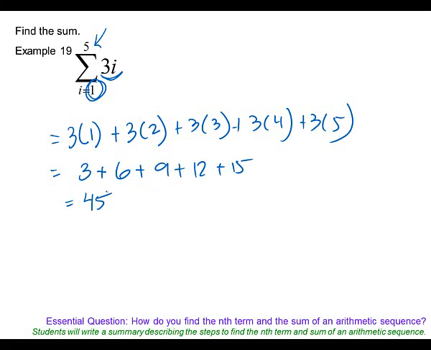45. Could we have done what they told us to do, factored out a 3 and added 1 plus 2 plus 3 plus 4 plus 5? Would that have been okay too? You're going to get the same answer. So, kind of up to you.